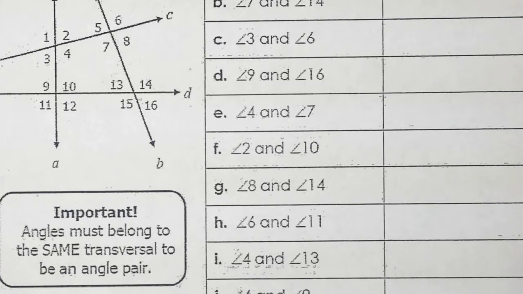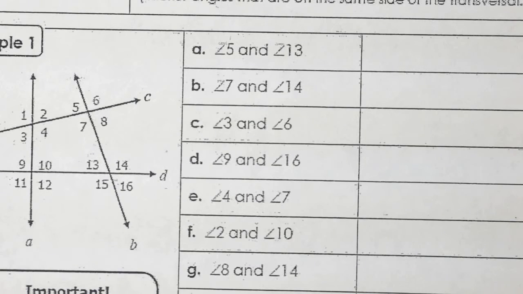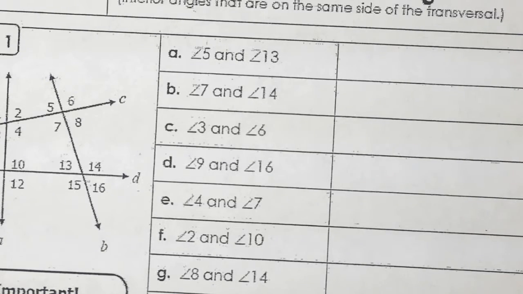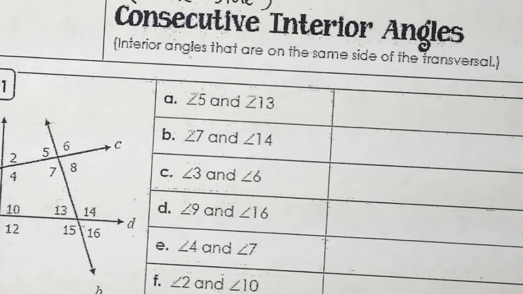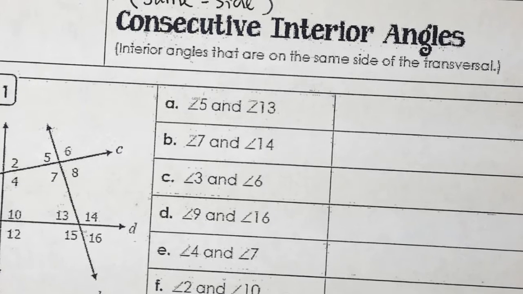Alright, so angles that aren't on the same transversal, they won't form an angle pair. For that, we'll just write no angle relationship. So I'm making my way around. Let's see what you know. See if you paid attention at all. Aiden, start us out. Angle 5 and angle 13. Tell me that angle relationship.